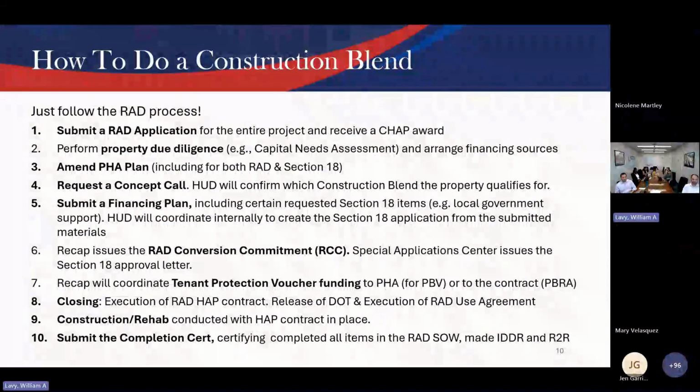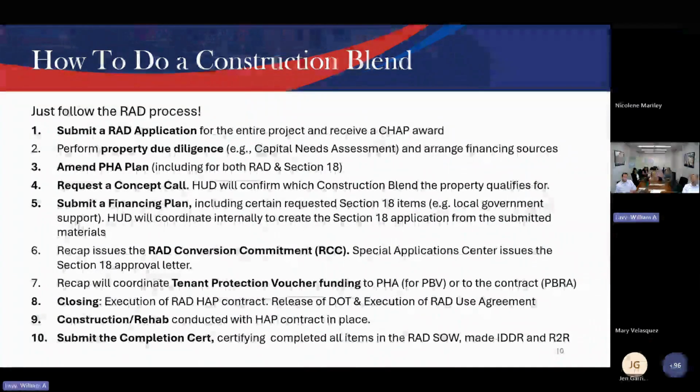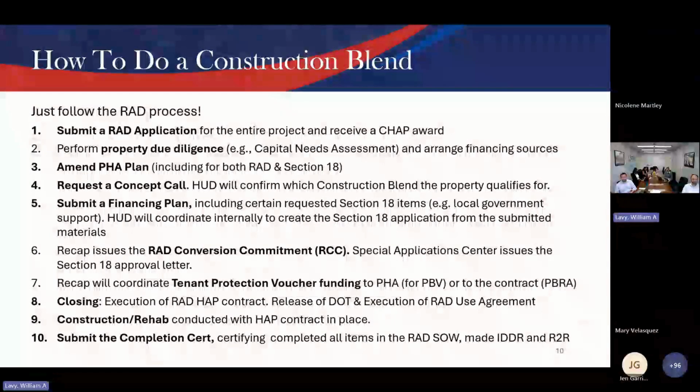After the funding request is made, we're going to close, and we execute that RAD HAP contract on day one. The funding starts flowing day one. We'll release you from your declaration of trust, or if you're a mixed finance, your declaration of restrictive covenants, and then we execute a RAD use agreement in its place. We'll go through that 12 to 24 month construction period. Again, HAP contracts are in place. There's no longer such a thing as NAHAP. And we get to the construction completion, rehab completion.